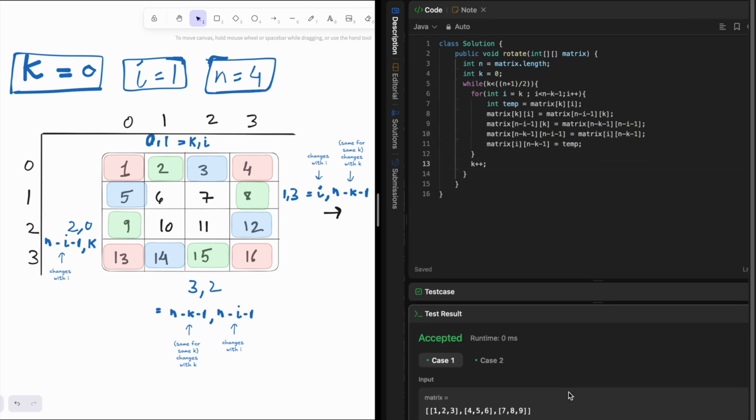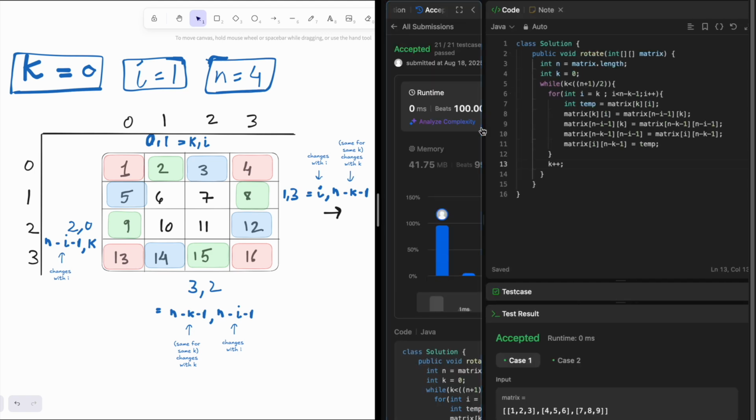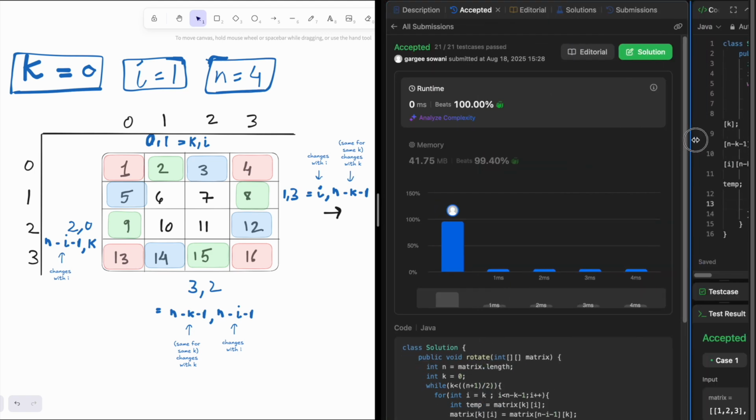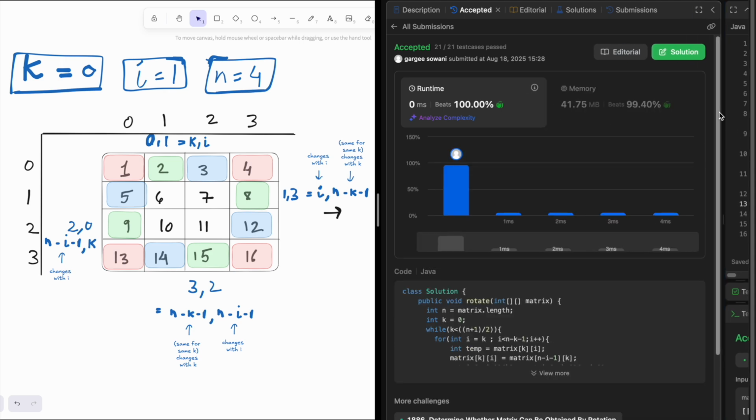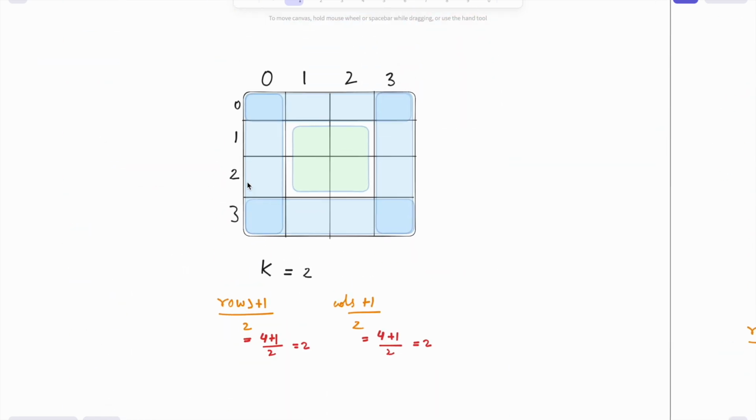Okay, so that passes for all test cases. Cool, and see, it beats 100%, which is so cool. So that's our solution. I hope you understood it. Let's summarize the problem in 2 minutes.